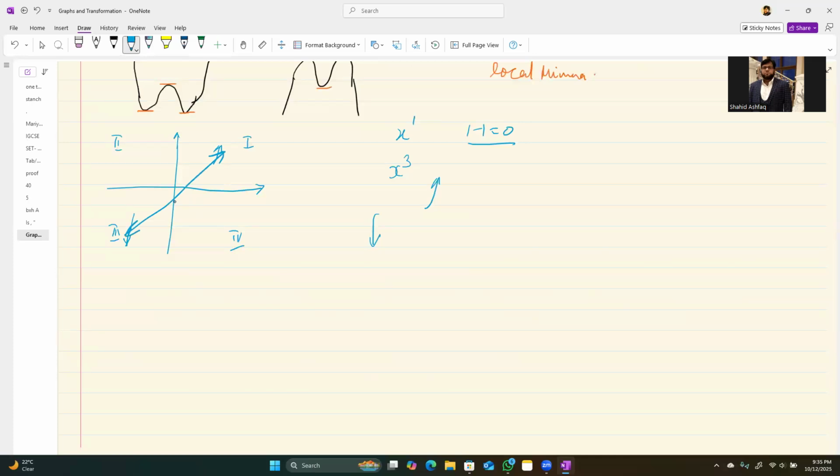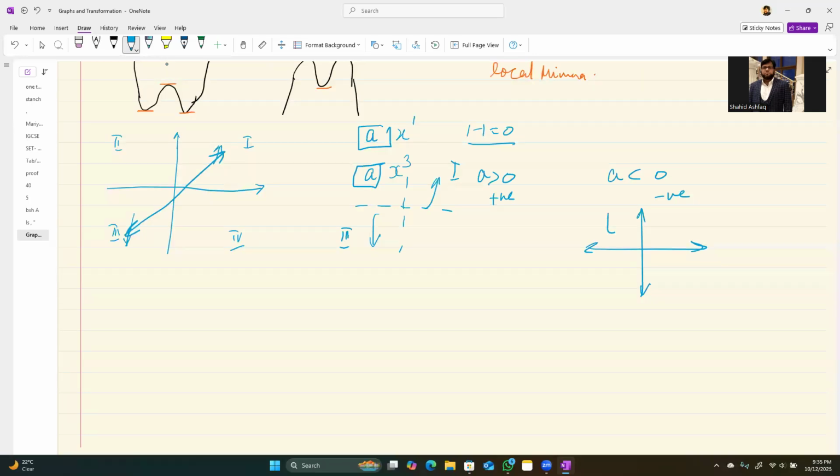But how it happens very much depends on the coefficient a. If my coefficient a is greater than 0, which means positive, then my ends will be in the first and third quadrants. If my coefficient is less than 0, which means negative, then my ends will be in the second and fourth quadrants. That's why when we have a positive gradient, we draw a graph like this, and when we have a negative gradient, we draw a graph like this.